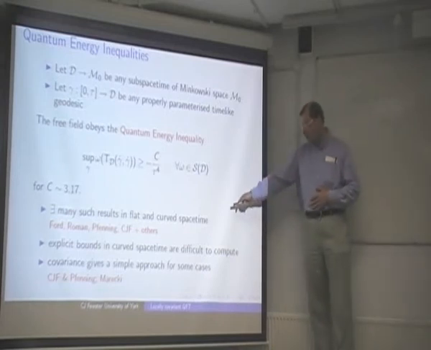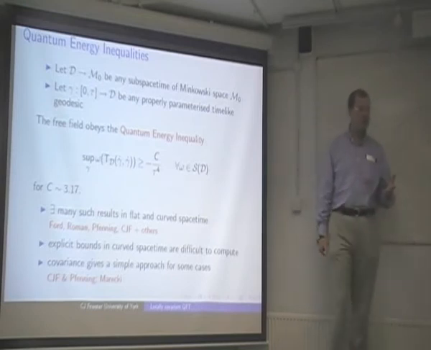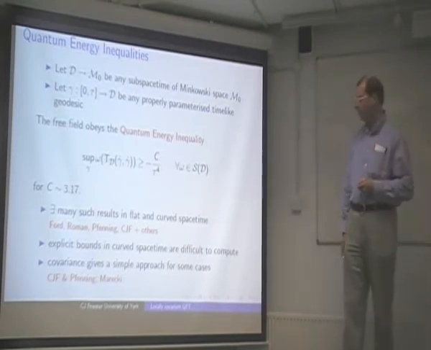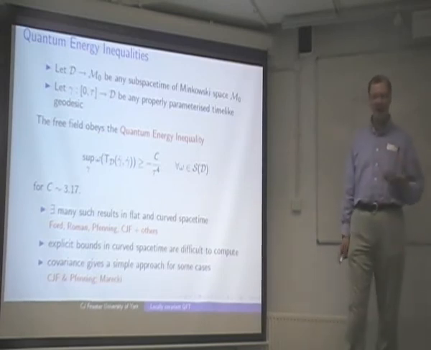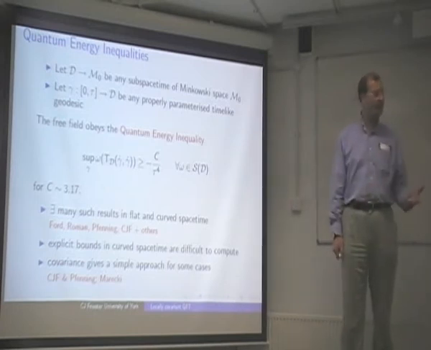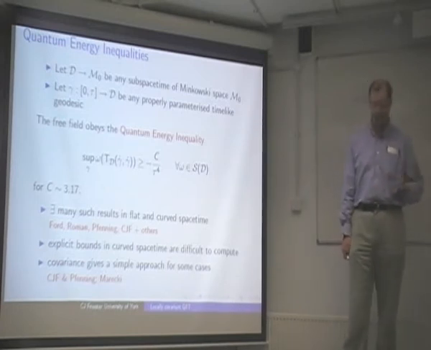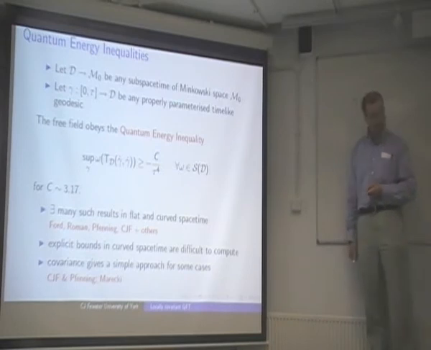One of the problems is that we spent a long time proving nice, rigorous results using all of this wavefront set technology in flat and curved spacetimes. But when you're trying to actually calculate what bound you've got, you find you've got a nasty calculation on your hands. So it's not so easy to get numbers out. But you can use covariance as a cheap trick in some cases.